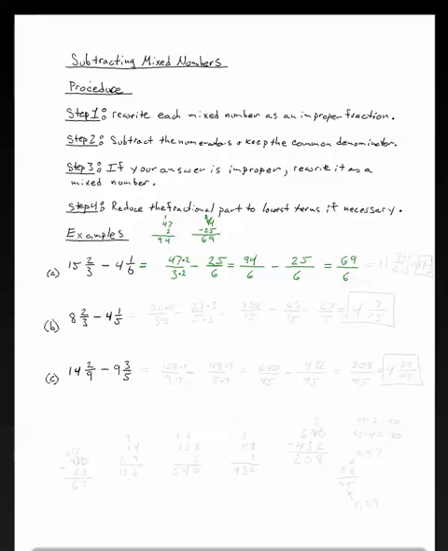69 over 6. Well, 6 will go into 69 11 times, because 11 times 6 is 66. That's going to give us a remainder of 3, because 69 minus 66 would be 3. So we get 3 over 6. And now we want to reduce. 3 is divisible by 3. And 6 is divisible by 3. So we get 11 and 1/2.